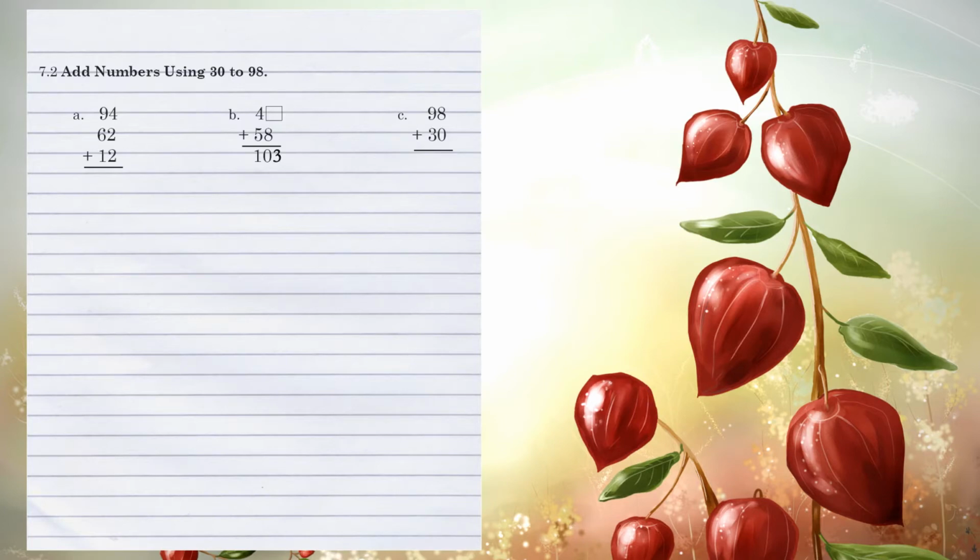Unit 7.2, adding numbers using 30 to 98. Example A, we have three numbers that we are adding together. We're going to start in the ones column. 4 plus 2 is 6. 6 plus 2 is 8.